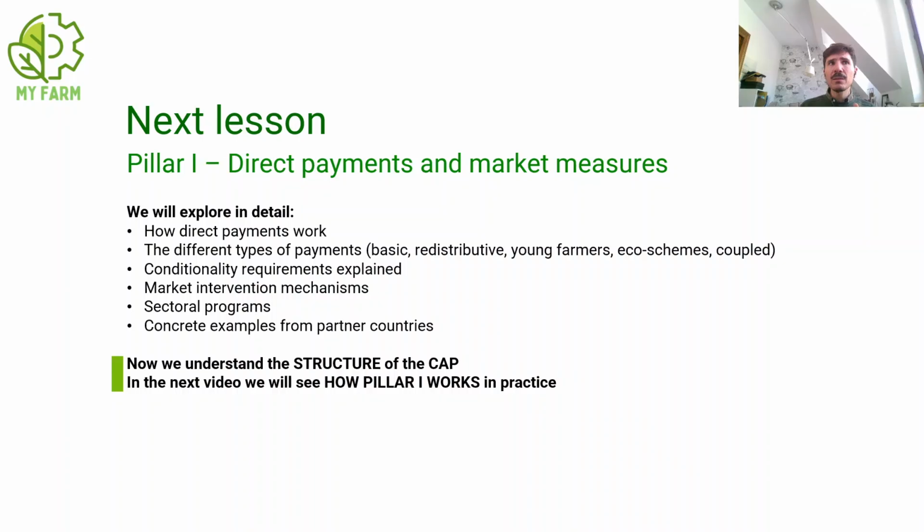In the next lesson, we will see in more detail pillar 1, so the direct payments and the market measures. So we will explore how direct payments work, the different types of payments, the conditionality requirements, the market intervention mechanism, the sectoral programs, and some concrete examples from partner countries. So now we have seen the structure of the CAP, its basic functioning. In the next video, we will see how pillar 1 works in practice.